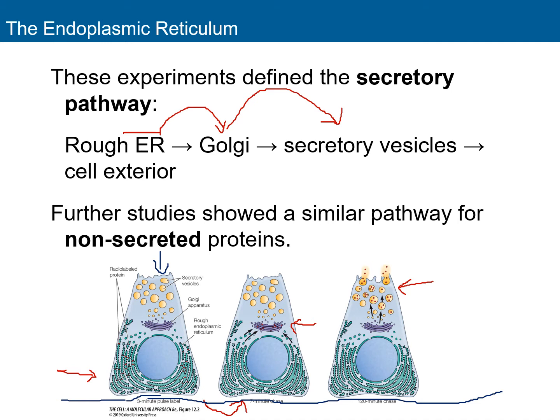This was true for those proteins which are considered secretory proteins. But then a study done after this initial experiment established that it was also true for the non-secreted proteins, which are not released from the cells. Insulin, for example, is released, and these digestive enzymes are released from the cells. So are many other hormones. They follow the same pathway. So the pathway is rough endoplasmic reticulum to Golgi, and from Golgi to secretory vesicles, and then outside of the cell.